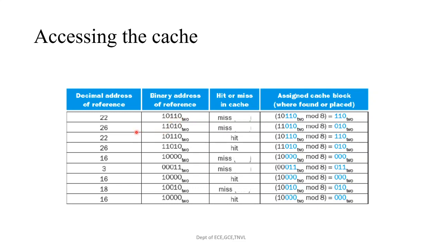And this 26 location will map to 010, and 22 location will map to 110, and 26 location will map to 010, and 16 location will map to 000, and 3 will be mapped to 011, and 16 will be mapped to 000, and 18 will be mapped to 010, and 16 will be mapped to 000.